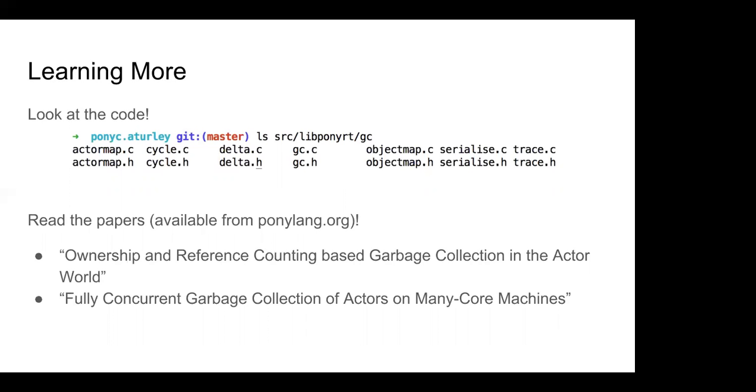The other good resource are the two papers, Ownership and Reference Counting Based Garbage Collection in the Actor World, and Fully Concurrent Garbage Collection of Actors on Many-Core Machines. Sylvan, the creator of Pony, is lead author on both of those papers, and both are available on ponylang.org. You can go there to learn more about the details of how the garbage collection system works. That second paper actually has a lot of proofs as well, so you can see that the actor garbage collector is formally verified.